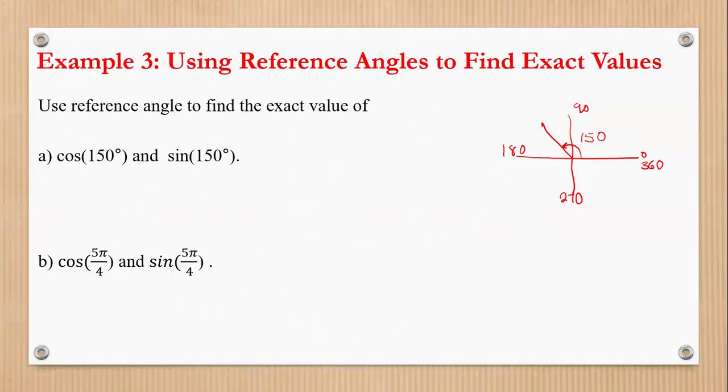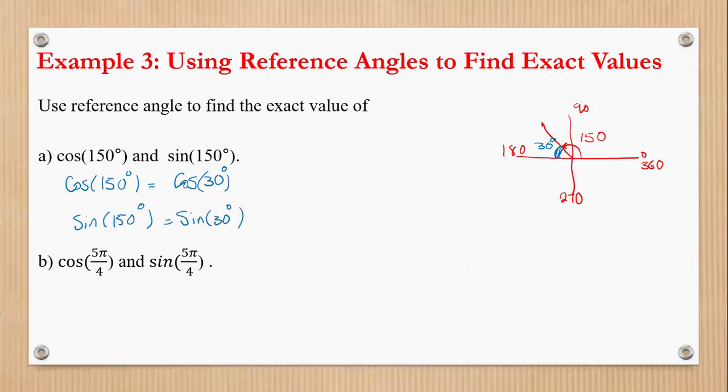Okay. What's the reference angle for this angle? The reference angle is this angle, which is 30-degree angle. So I can say that the cosine of 150 degree is the same as the cosine of 30 degree. And the sine of 150 degree, that's the same as the sine of 30 degree.